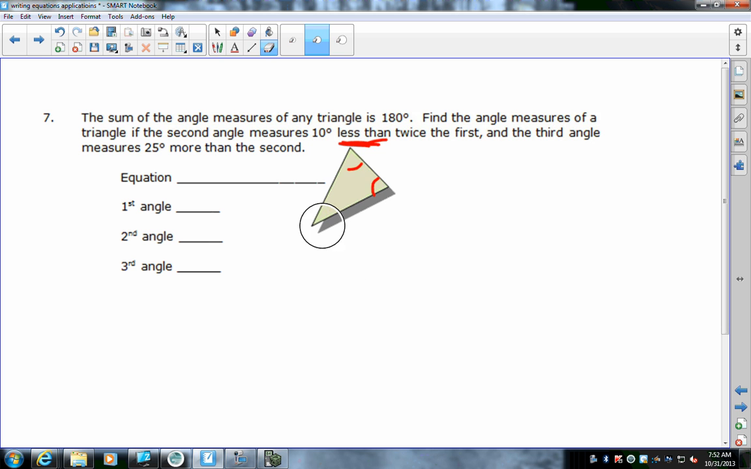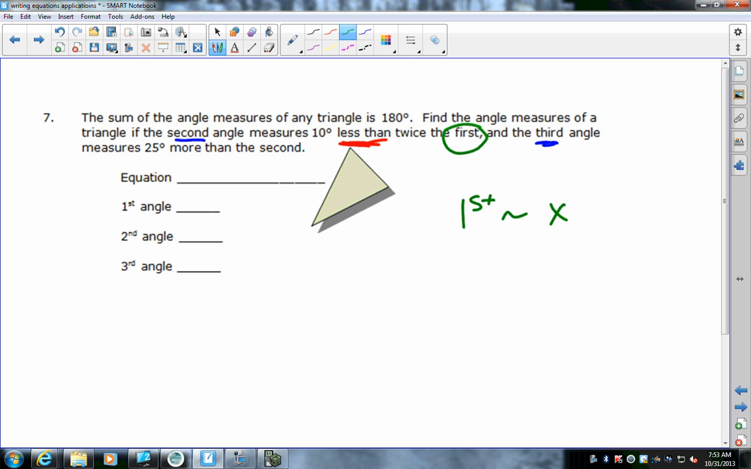Okay. It's telling us the second angle measures, and it gives us some words to what it measures. And the third angle measures something more than the second. The one I don't know when we're starting off is the first one. I have no clue what the first angle is. So the first angle has got to be x. Okay, because I don't have a clue. They don't tell me anything about that.